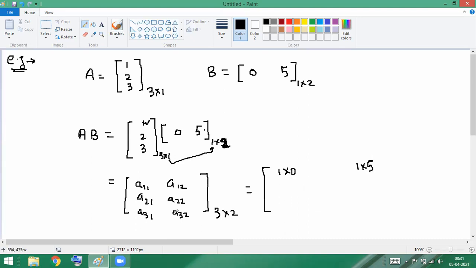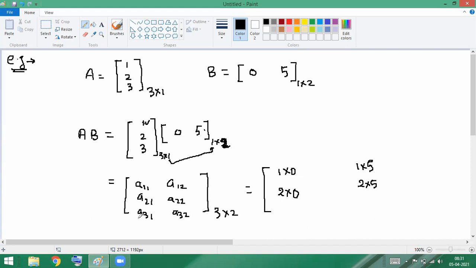What about the A21? A21 is the second row, first column. The second row of the first matrix and the first column of the second matrix. The second row means 2 cross 0. And what about here? The second row, second column. Second row is this and second column is this. So 2 cross 5. Okay.